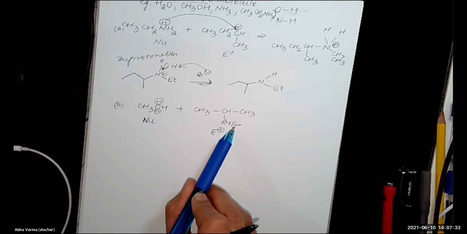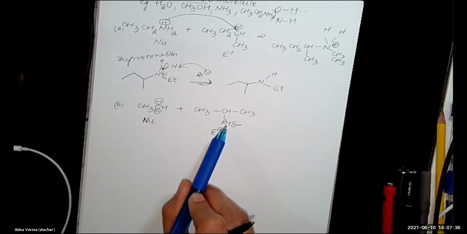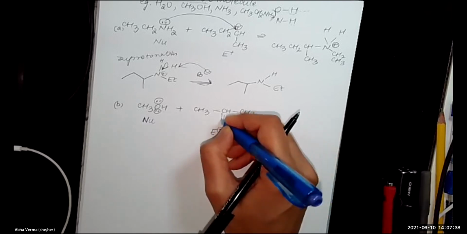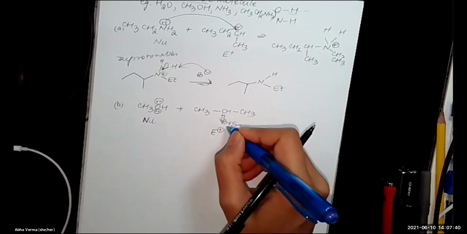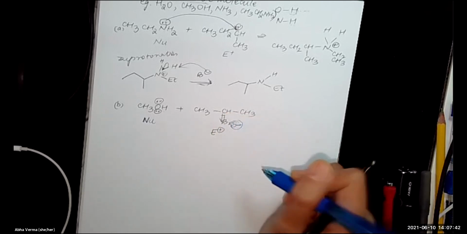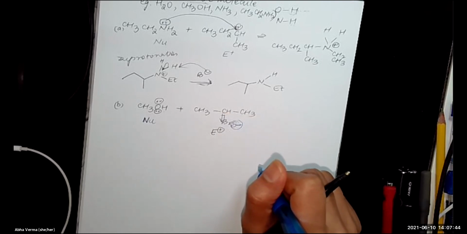Bromine will not be electron poor because it is electronegative. It is actually pulling electrons towards it, making it partial negative.